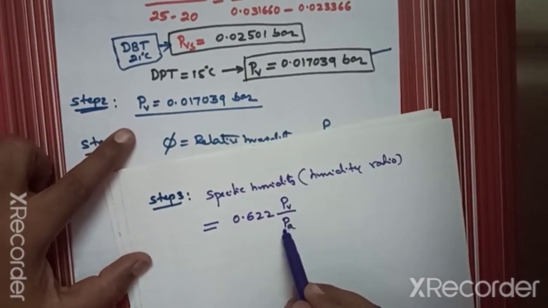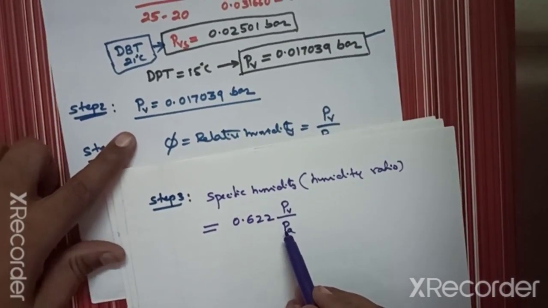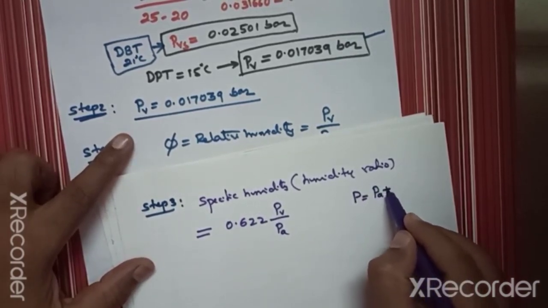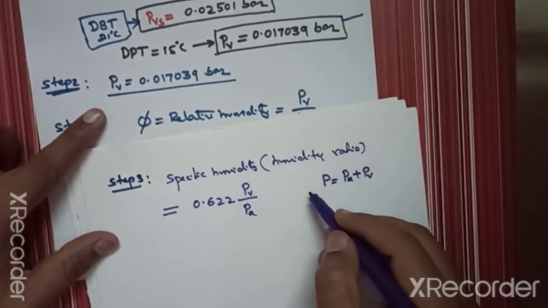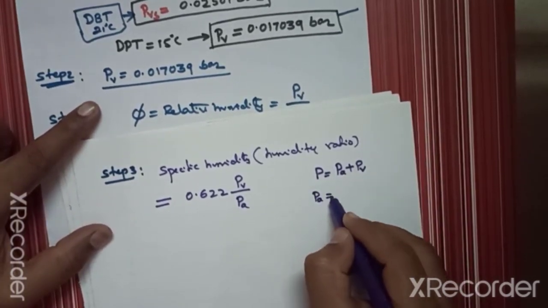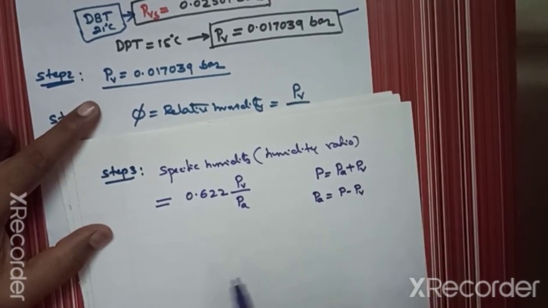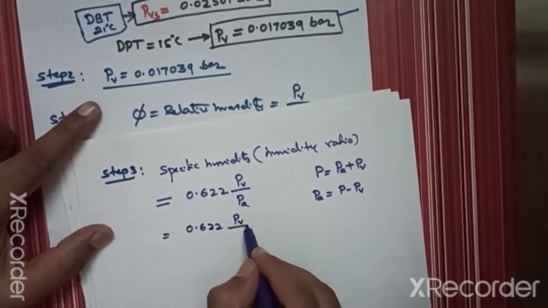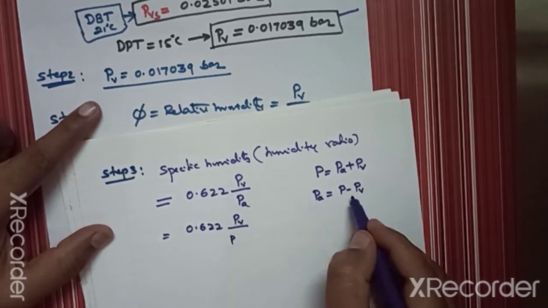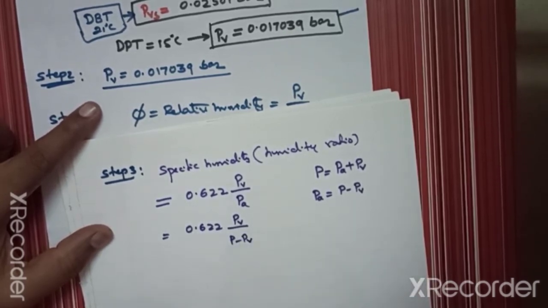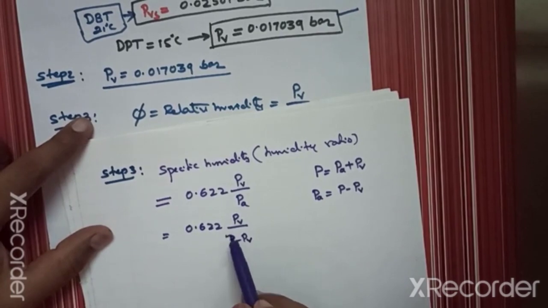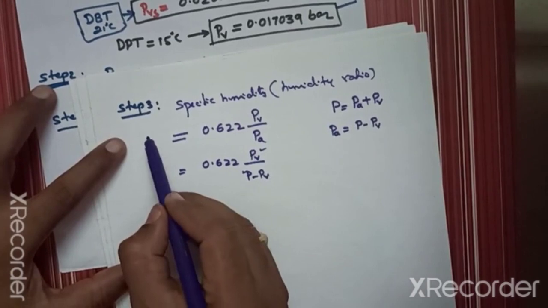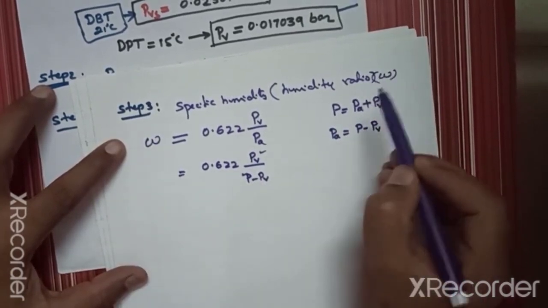But we don't know the pressure of the air, and we know the condition that total pressure P is equal to the sum of the pressure of the air plus the pressure of the vapor. Understood? So the pressure of the air is equal to the total pressure minus the pressure of the vapor. Same thing I will write here: pressure of the vapor as it is, pressure of the air as P minus PV. Now this value is known, this value is also known. You can easily calculate the value of omega, that is specific humidity.